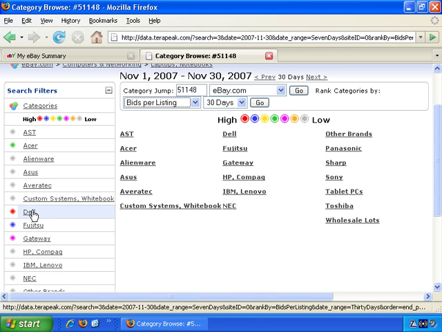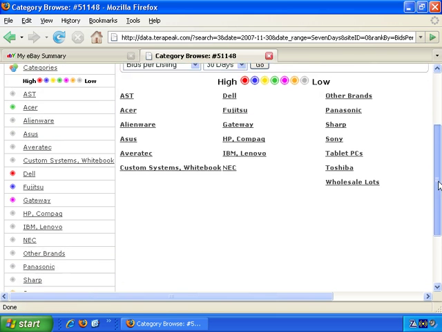So high, not surprisingly, Dell, and the next one down is Fujitsu. Then Gateway is kind of in the middle, or in fact toward the low end. Acer is pretty much in the middle, and Alienware, Veritech, AST, those are all low. So low bids per listing for those.